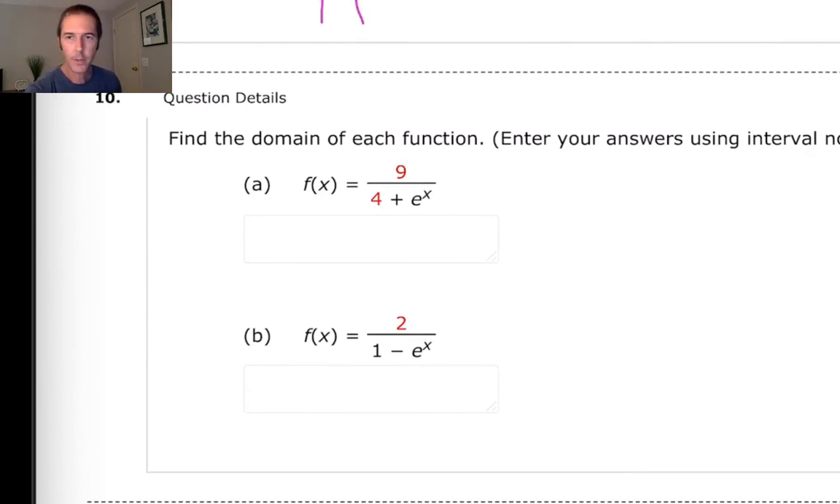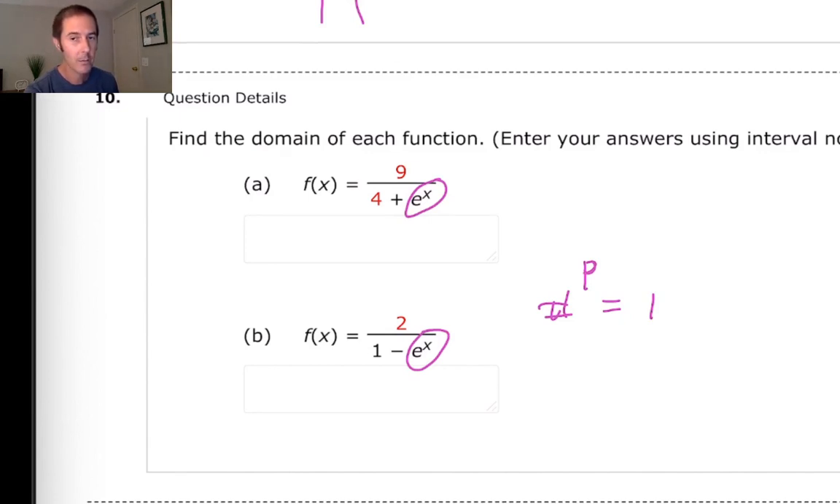Find the domain of the function. Again, fractions don't want to cause division by 0. Will this ever equal -4? If the answer is no, then you don't have any restrictions. Could this possibly equal 1, so that you have 1 minus 1? Well, is it possible to take a number like e and raise it to a power and end up with 1? Can I take a number and raise it to a power and end up with 1?